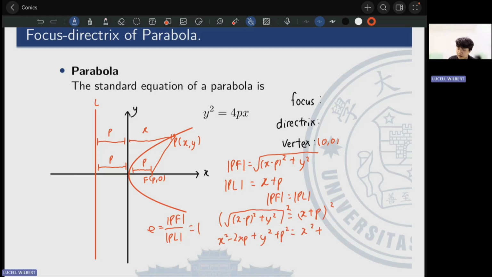x squared plus 2xp plus p squared. We can cancel out the x squared and the p squared. Therefore, the equation we got is y squared equals 4px. And the focus is (p, 0). And the directrix right here is x equals minus p.